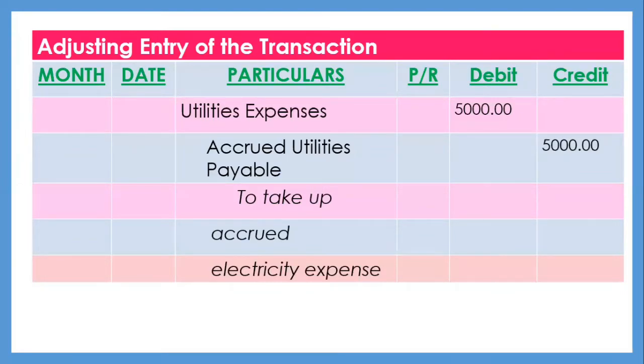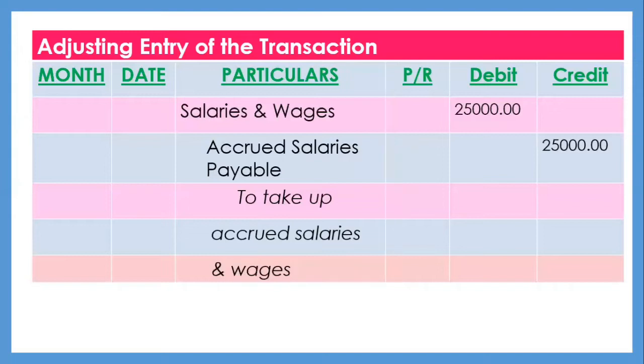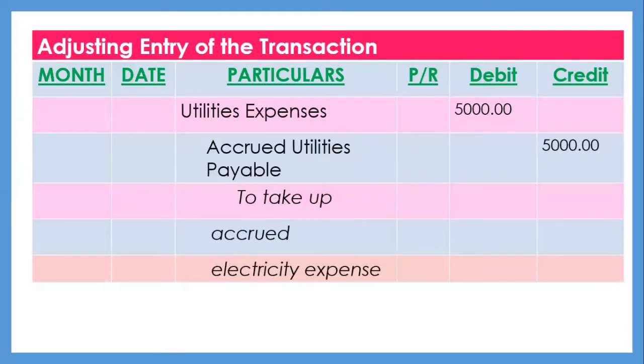Now, like I said earlier, why do we need to debit salaries and wages? Why do we credit accrued salaries payable? And why do we debit utilities expenses? And why do we credit accrued utilities payable?